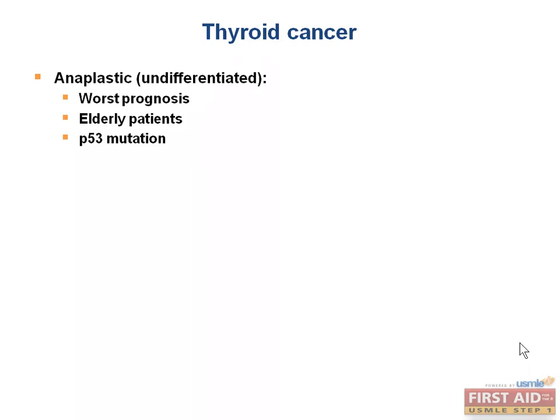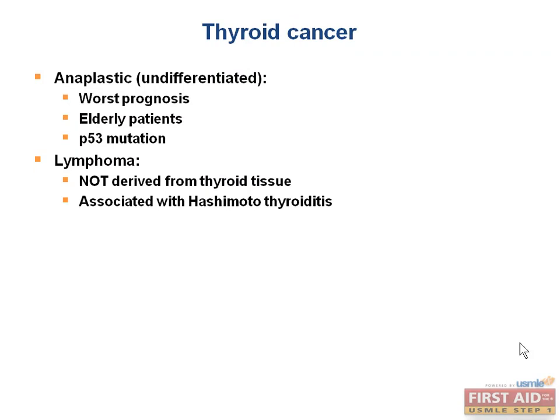One other tumor that frequently occurs in the thyroid, though it is not derived from intrinsic thyroid tissue, is lymphoma. And what thyroid disorder is typically associated with this? Hashimoto's thyroiditis.